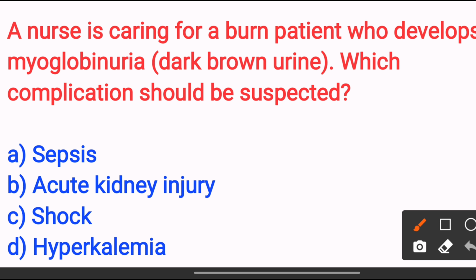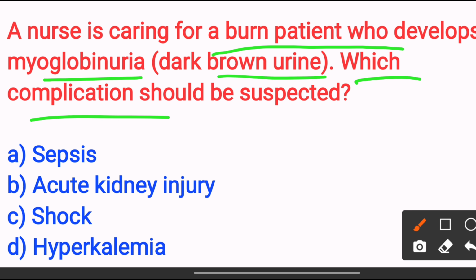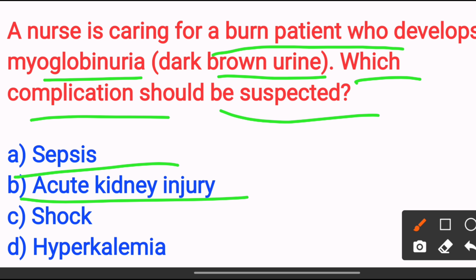A nurse is caring for a burn patient who develops myoglobinuria, dark brown urine. Which complication should be suspected? Option A, sepsis. Option B, acute kidney injury. Option C, shock. Option D, hyperkalemia.